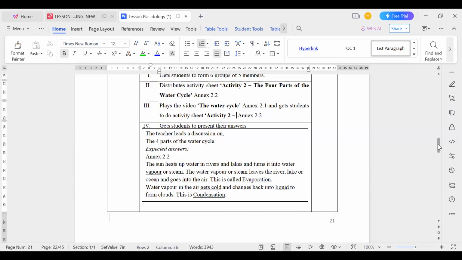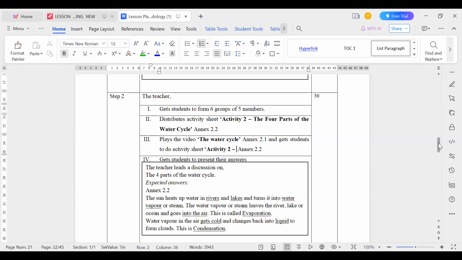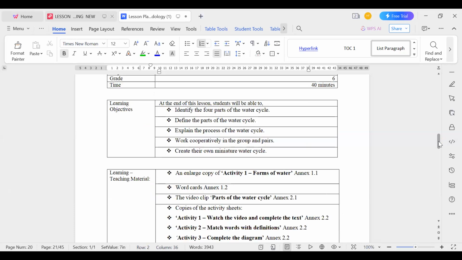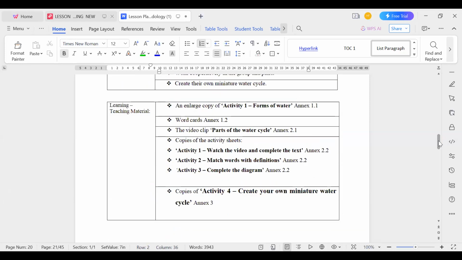So then we will go to the materials and see how it is written. She has written the video clip, parts of the water cycle, and copies of the activity sheets. Activity 1, watch the video and complete the text. There are other activities also. Activity 2, match words with definitions. Activity 3, complete the diagram.